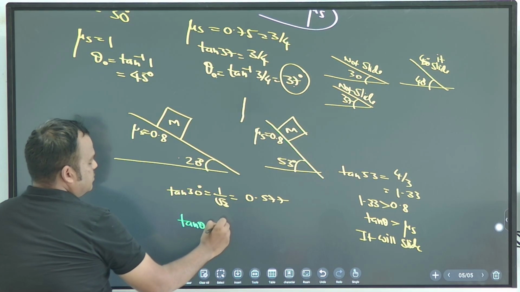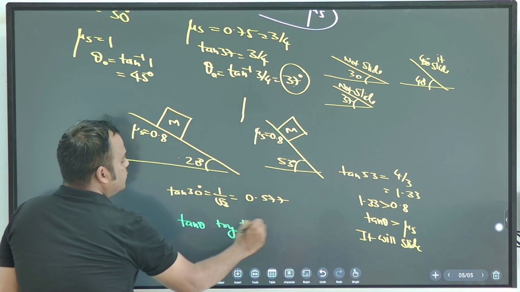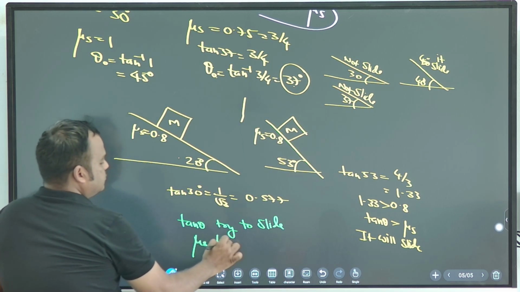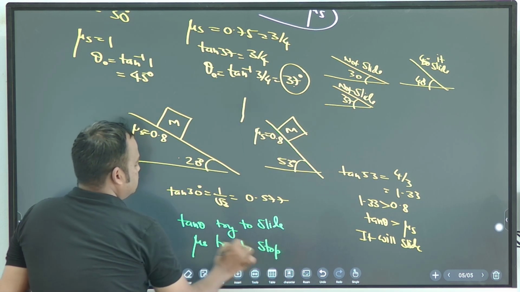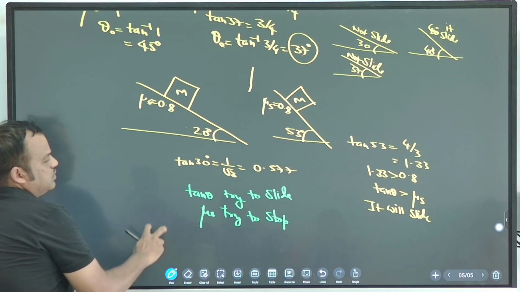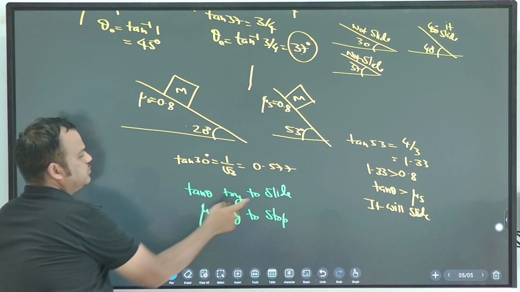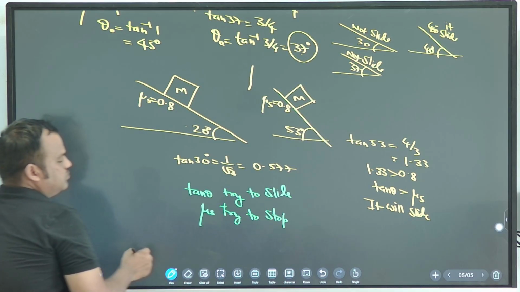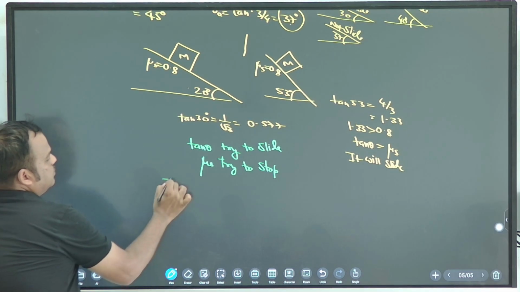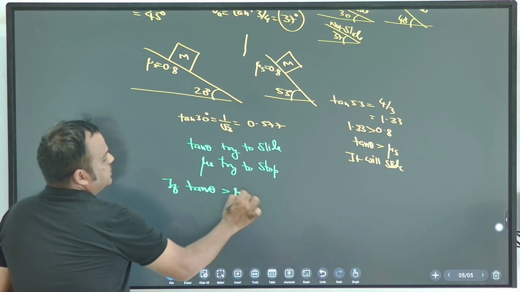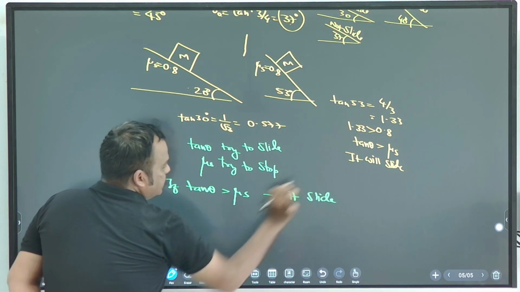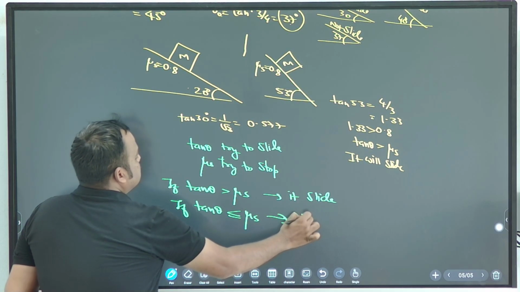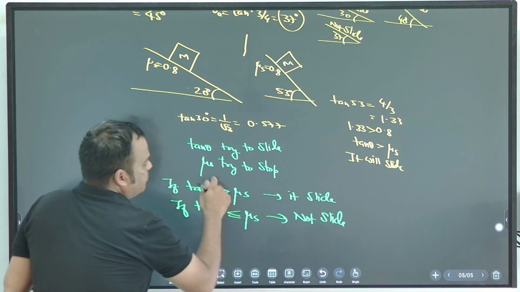Tan theta tries to slide. Mu s tries to stop. So if tan theta is more than mu s, it will slide. If mu s is more than tan theta, it will not slide. Okay, clear? If tan theta is more than mu s, it will slide. If tan theta is less than or equal to mu s, it will not slide. Okay, remember it like this.